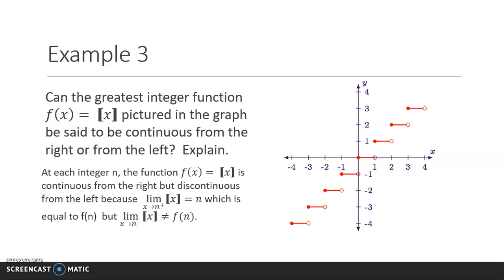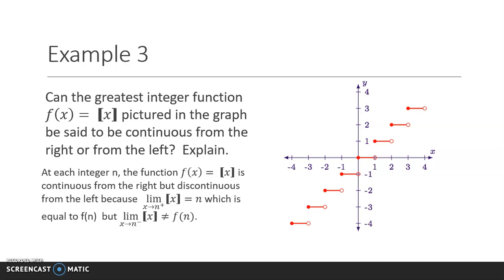Okay, so this function is continuous from the right and discontinuous from the left because as I'm approaching from the right, I have a filled in circle at +3 or a filled in circle at +2. So as I'm going from right to left, I'm going to be approaching a filled in circle. So that means it's continuous from the right. If I'm going from the left side this way, I'm approaching an open circle. So it's discontinuous from the left because it's approaching an open circle from the left side. Okay, so it's continuous from the right, not from the left.